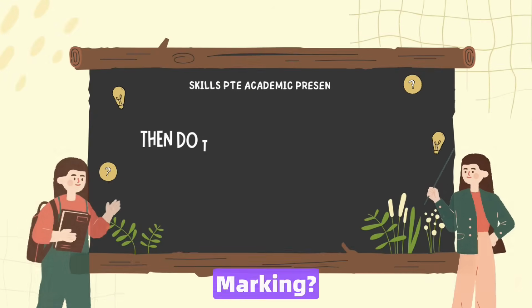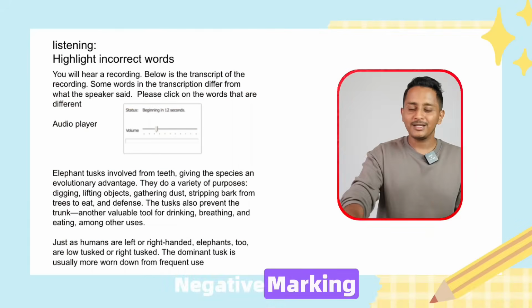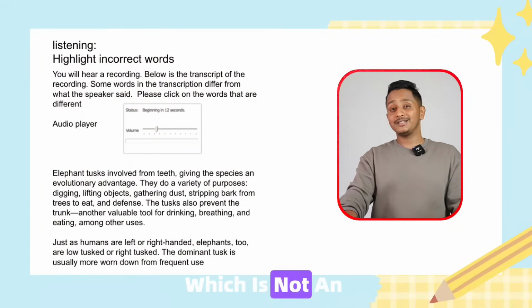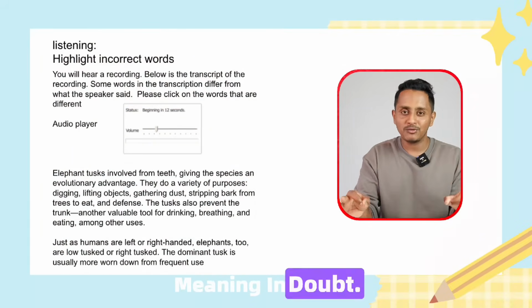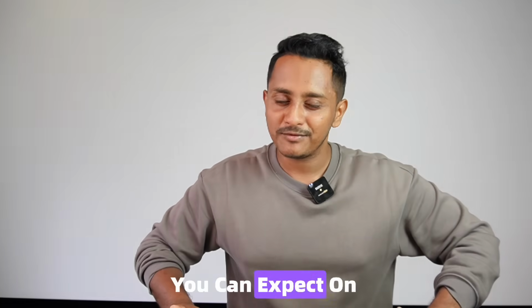Then do I get negative marking? No negative marking. Negative marking is only when you select something which is not an incorrect word, meaning in doubt, don't select anything. 2 to 3 questions will come, 12 to 15 marks you can expect from this module. To listening and reading separately.